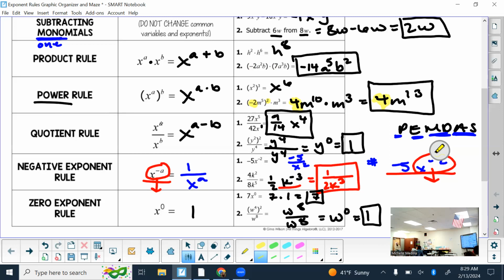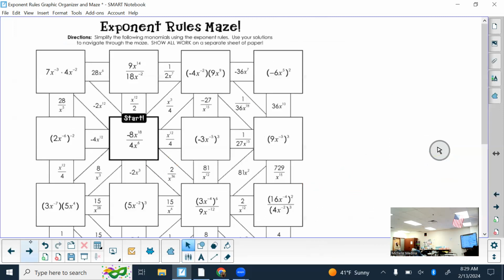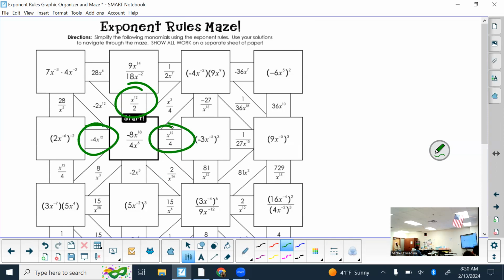Now, I passed out a maze to every single one of you. You all have one, right? It looks like this. This is great to practice because usually they'll have some really good distractors. Here's my start. These answers stemming out from my start are all really good, common mistakes, and one of them is correct. There are even diagonals coming out of it. All of these are really common mistakes, and one of them is correct. You have to figure out which one by applying your exponent rules correctly.